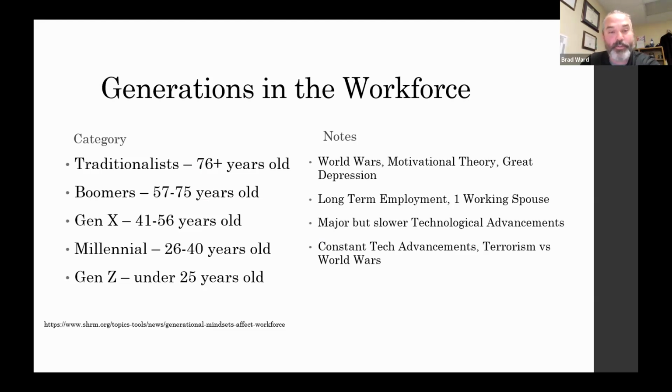And then the boomers, when we're talking about major things going on in life, was more long-term employment, one working spouse. And then I'm kind of feral Gen X. I don't know if anyone else of you feels that way, but I was left on my own, and it shows. Both parents were working. I was left at home a lot.